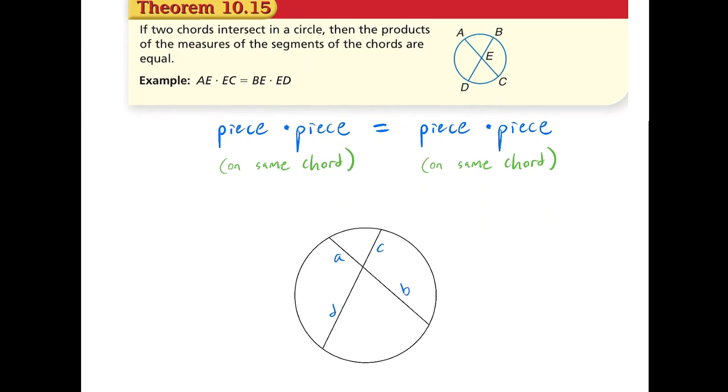The first one right here, the shortcut is piece times piece on the same chord. So this times this is always equal to this times this. And they don't have to intersect at the center. These are any two chords in a circle. That's pretty powerful. So let's see why.